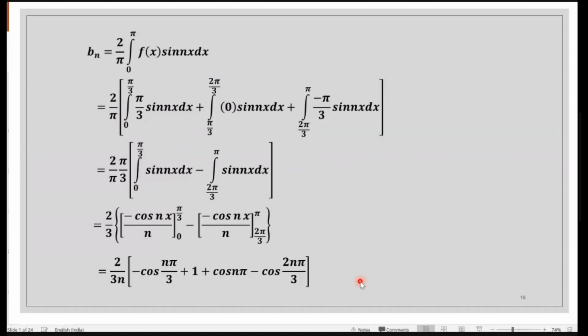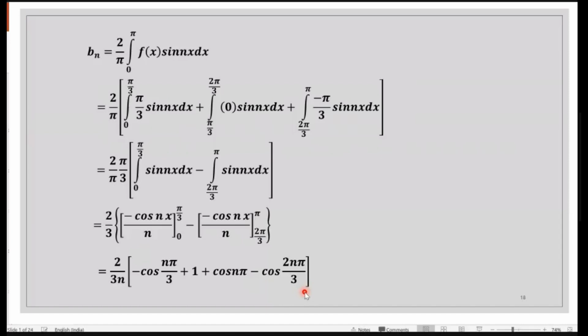When we apply the upper limit, here it becomes n pi by 3. The lower limit has a minus sign, and this minus sign will become plus. Cos 0 is 1; minus into minus is plus. Applying the upper limit gives cos n pi, and for the lower limit, again a negative sign, cos 2n pi by 3. I have taken n also outside.